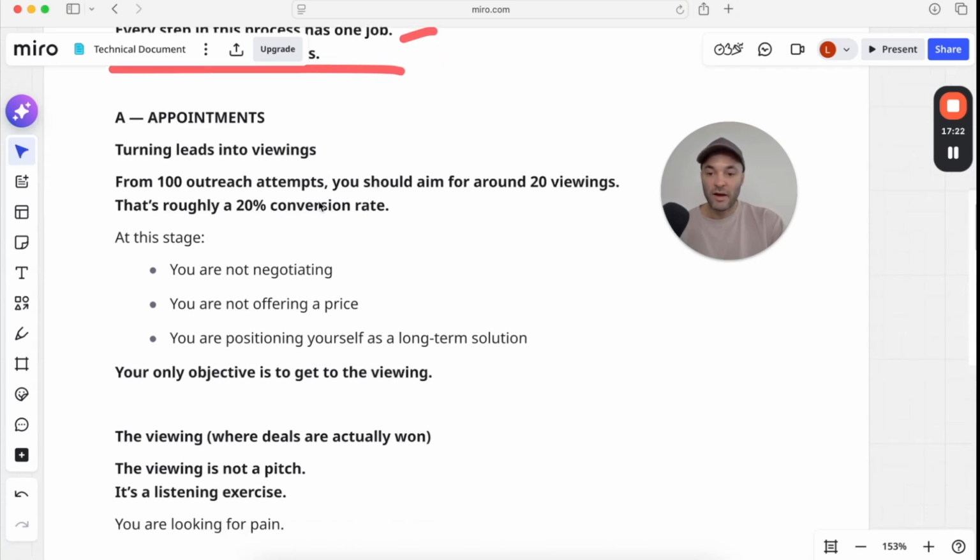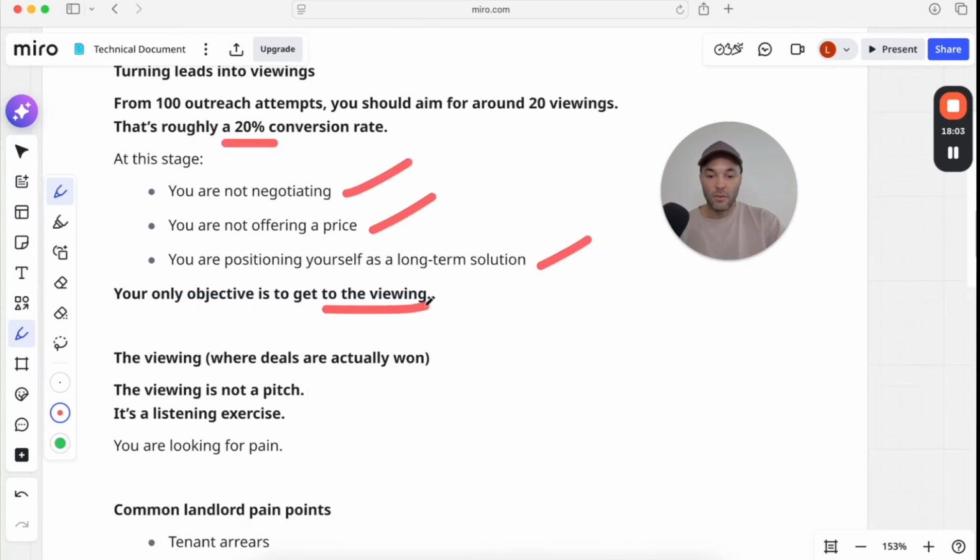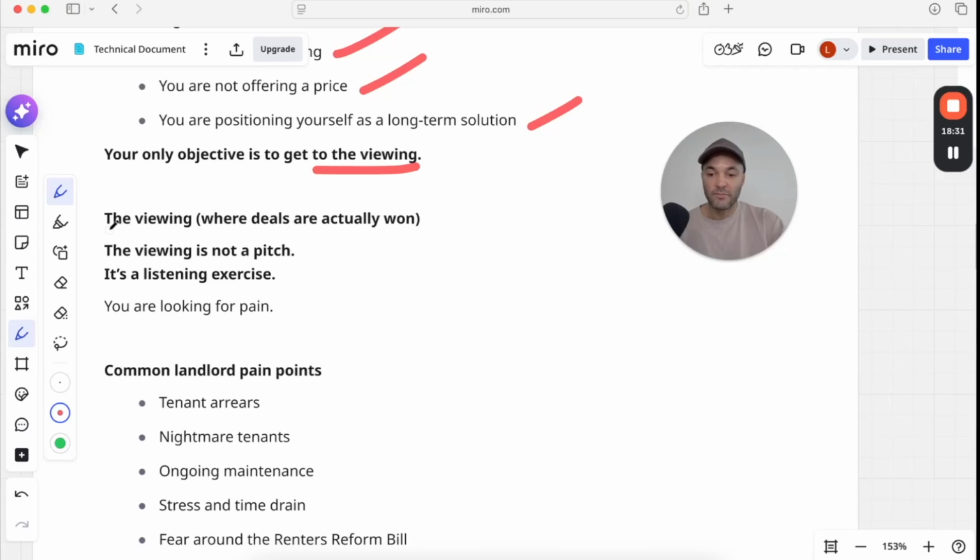For 100 outreach attempts, you should aim for around 20 viewings, which is roughly a 20% conversion rate. At this stage, you are not negotiating, you are not offering a price, you're simply positioning yourself as a long-term solution. Your only objective here is to get the viewing. Now, once you get the viewing booked in, viewings are where the deals are actually won.